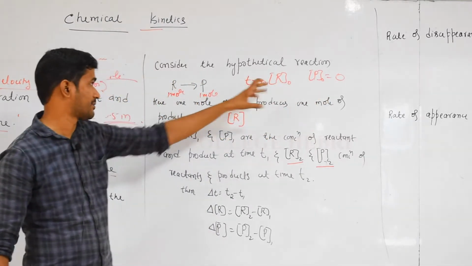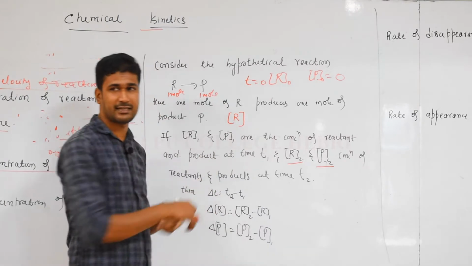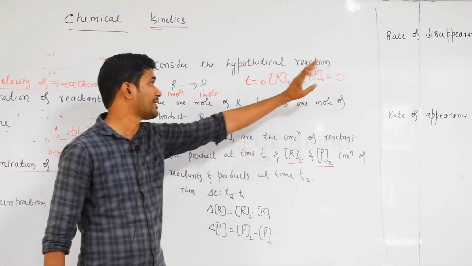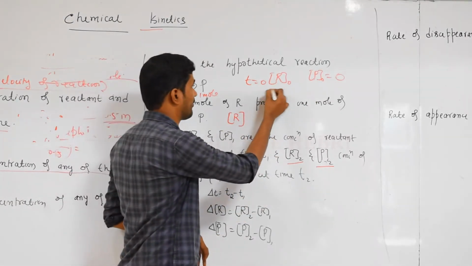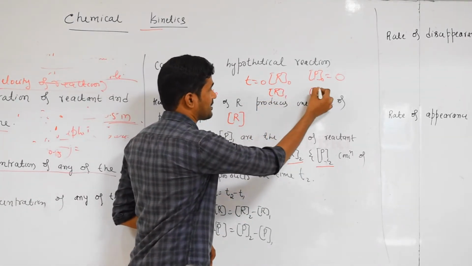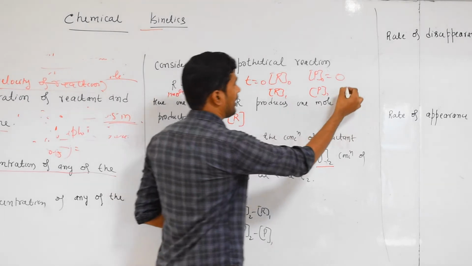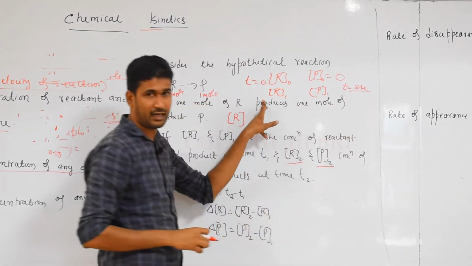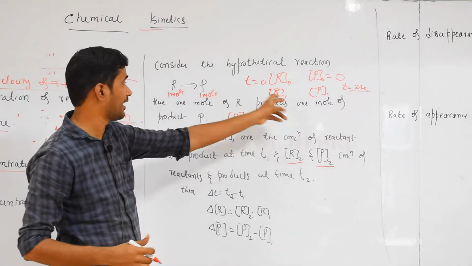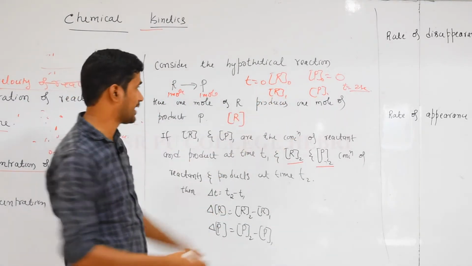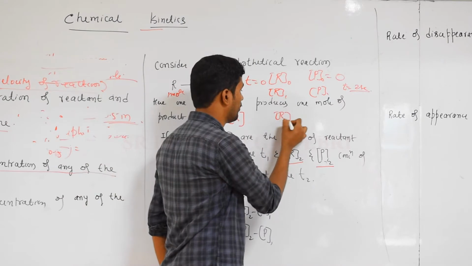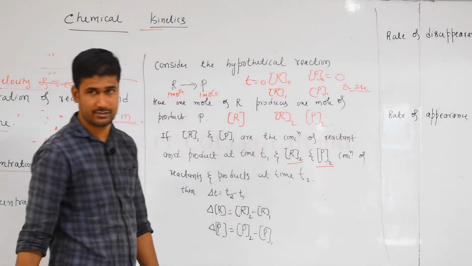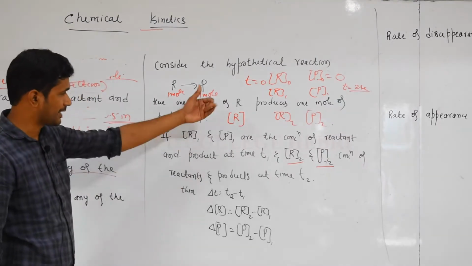As time passes, at 1 second, 2 seconds or 3 seconds, slowly the concentration of reactant decreases and product increases. At that time we take it as R1 and P1, at time t equal to 2 seconds. If this is the concentration of reactant and product, after 10 seconds it changes further. It may become R2 and P2. The reactant decreases and the product increases. Is it understood? So like this we can write.